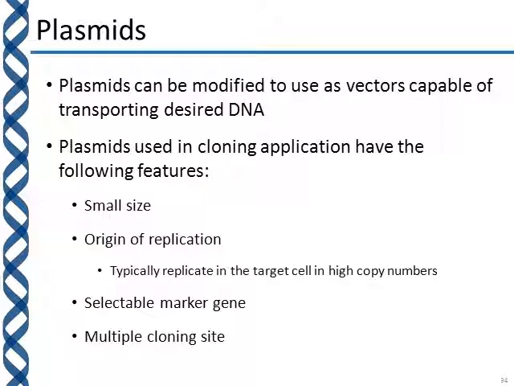Plasmids can be modified to be used as vectors capable of transporting the desired DNA. Plasmids used in cloning applications have the following features: a small size, an origin of replication. They typically replicate in the target cell at high copy numbers. They need to have a selectable marker gene and multiple cloning sites.